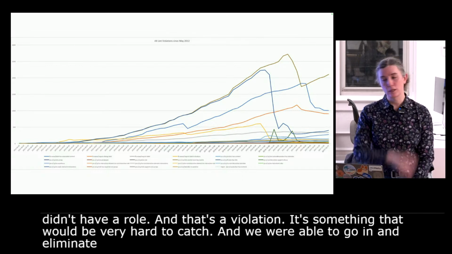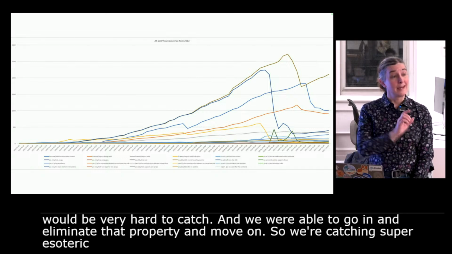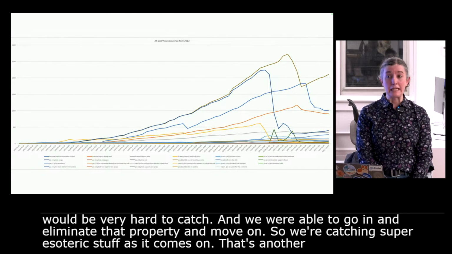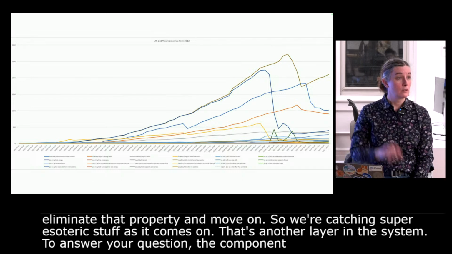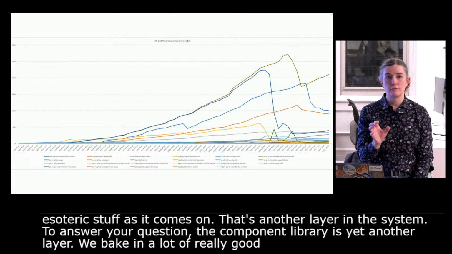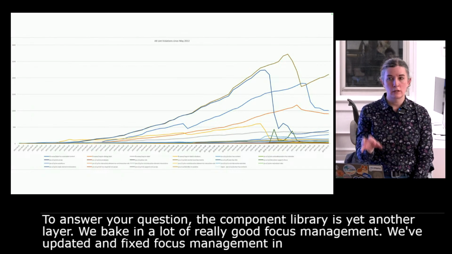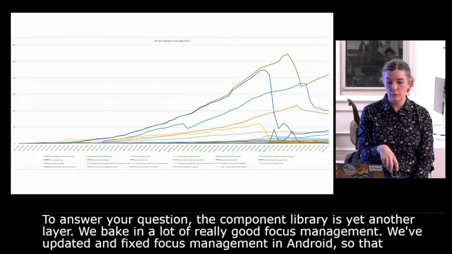So we're catching super esoteric stuff as it comes on. That's another layer in the system. To answer your question, the component library is yet another layer. We bake in a lot of really good focus management. We've updated and fixed focus management in Android so that our libraries can utilize that in our frameworks.